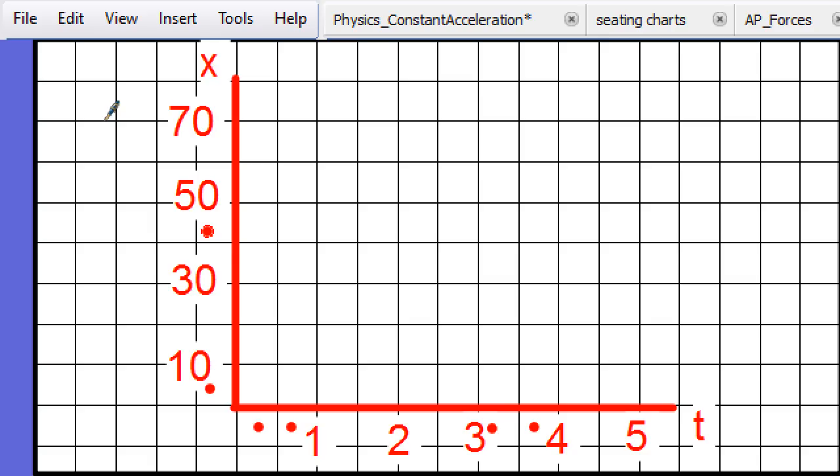Now this seems obvious, but what a lot of you did is you just put whatever numbers that I gave you down instead of 1, 2, 3, 4, 5 seconds and 10, 30, 50, 70 meters. You put exactly what I gave you. And that just gave you a line that looked like that, when that's wrong.